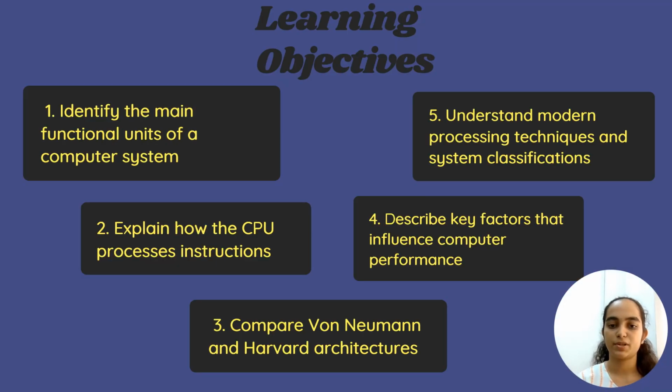These learning objectives are: identify the main functional units of a computer system, explain how the CPU processes instructions, compare von Neumann and Harvard architectures, describe key factors that influence computer performance, and understand modern processing techniques and system classification.